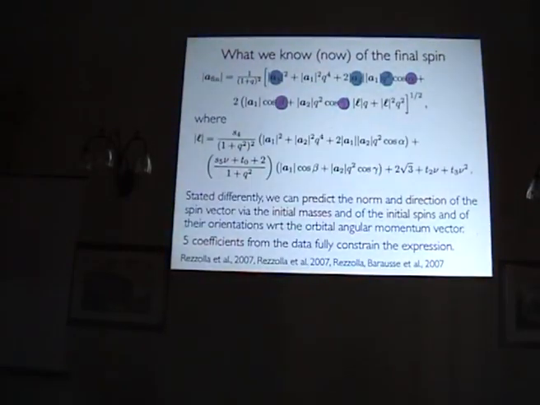So what is relevant in terms of this formula is that all of this relies on some assumptions which I will tell you about, but essentially it has five coefficients. They have this funny name because of historical reasons, but everything is determined in terms of these five coefficients, and these can be constrained from numerical data.